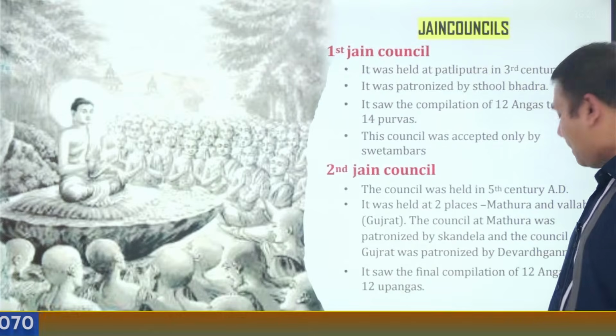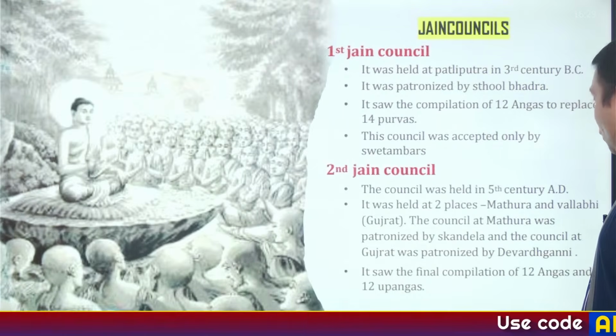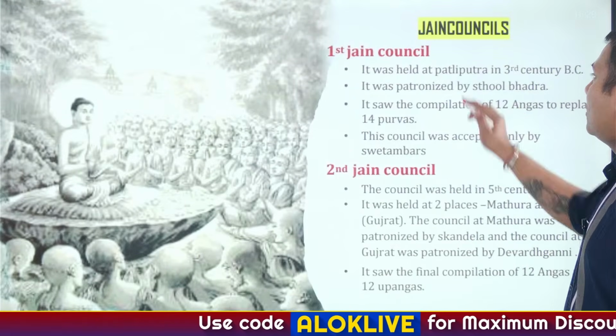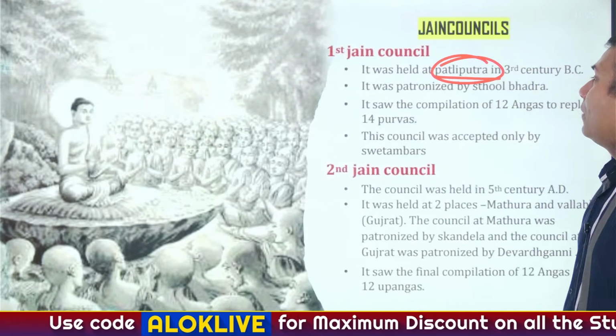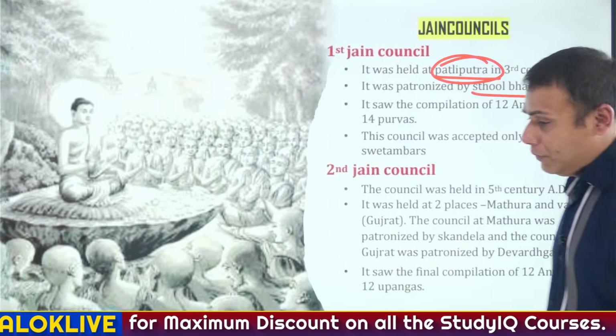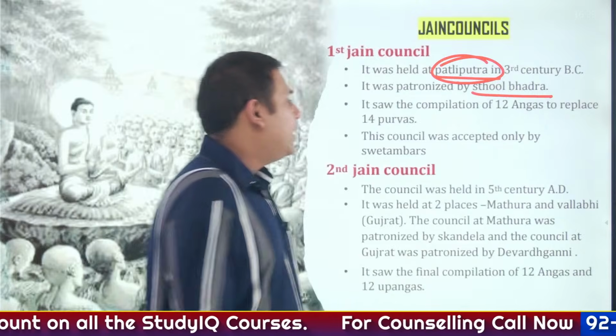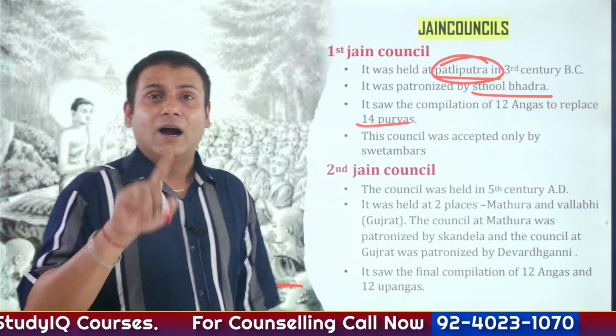Jain Council. Now, I'll speak about the Jain Council as well. The first Jain Council was held at Patliputra. It was patronized by Sthulbhadra. And what happened in the first Jain Council? As a part of the first Jain Council, 14 Purvas were replaced by 12 Angas.